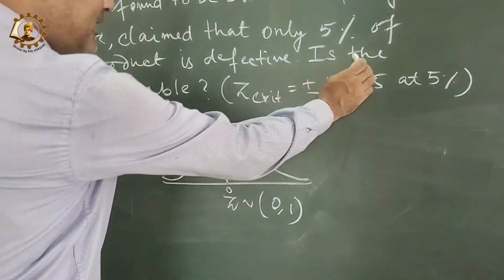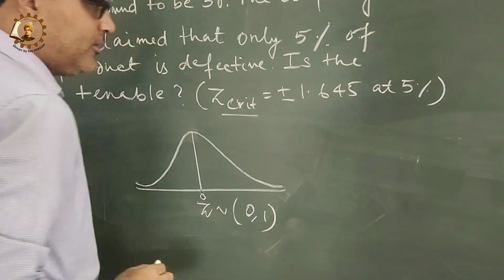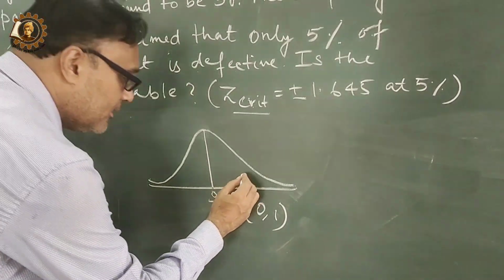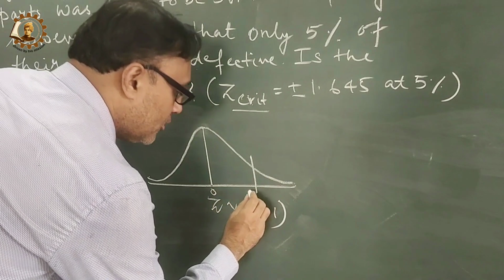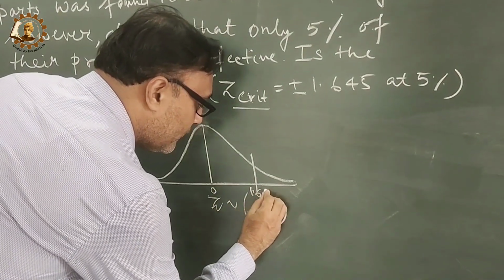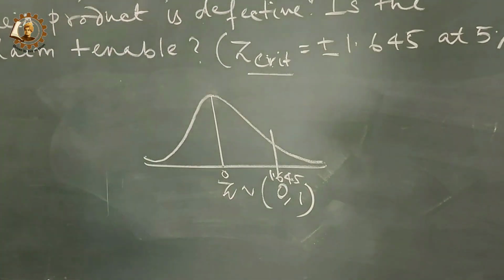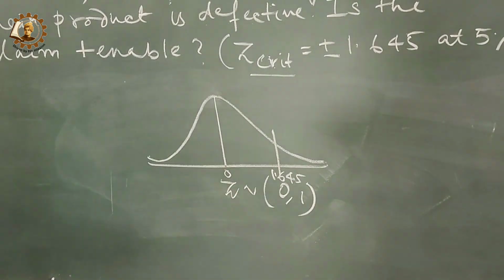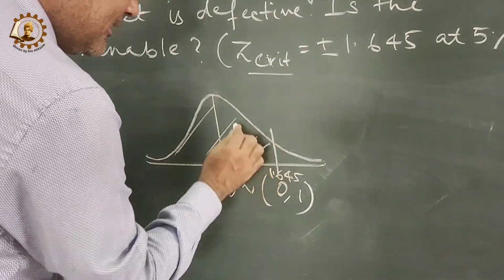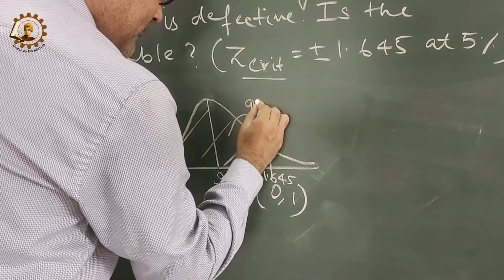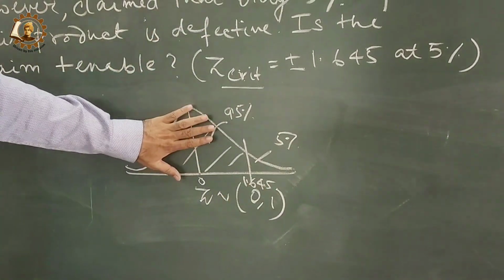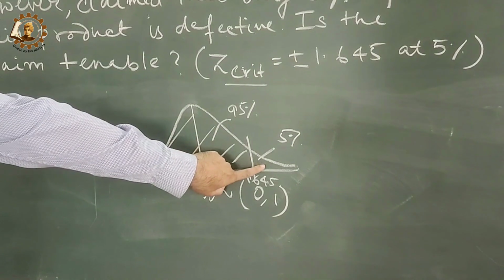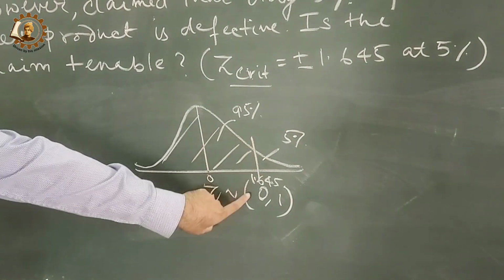So now it is given over here, Z critical. Z critical means at the 5% level. If you consider the 5% level, this value is 1.645. This is your critical value. That means this area is the 95% level, and this area represents the 5% level. This is the area of acceptance, this is the area of rejection, and this is the critical value.